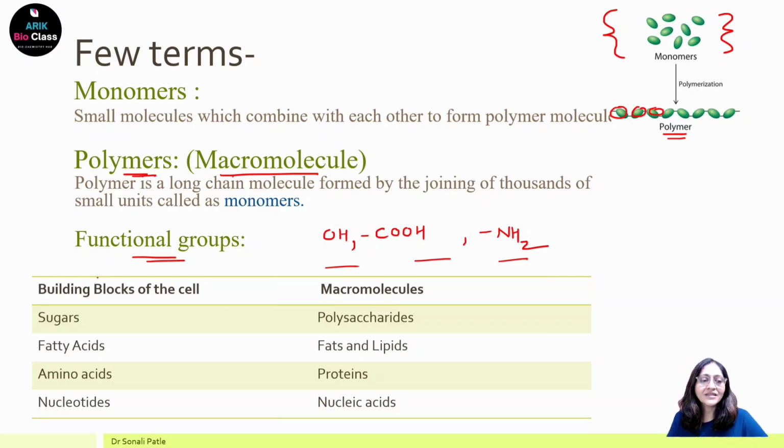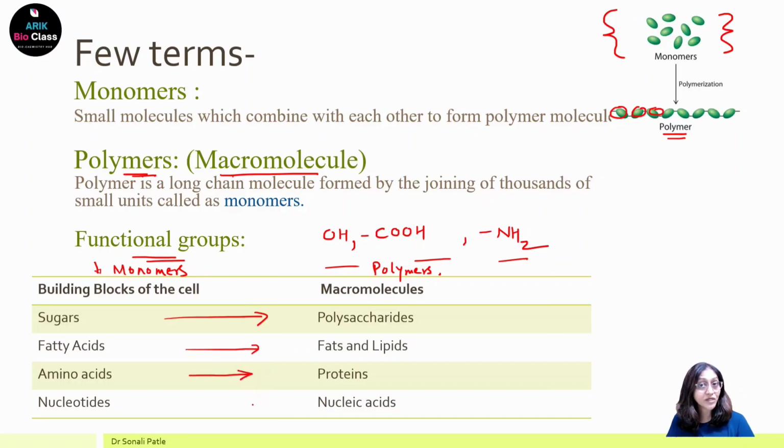So here these are the building blocks, which means again these are the monomers, and these are the polymers. Macromolecules are nothing but polymers, and the building blocks are monomers. Simple sugars combine together to form polysaccharides, or the carbohydrates. Fatty acids form fats and lipids. Amino acids combine together to form proteins. Nucleotides combine together to form the nucleic acids, which are our DNA and RNA.